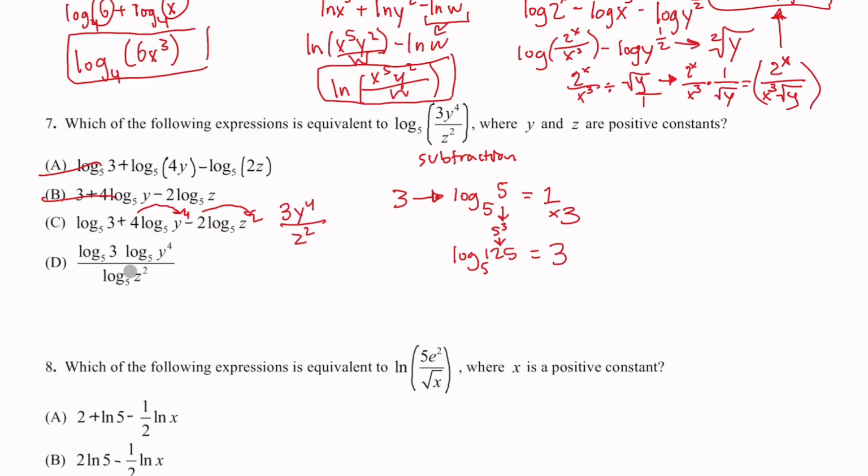And then this right here is division. This is completely wrong. We can't change a division into a division. And these two are being multiplied by each other.